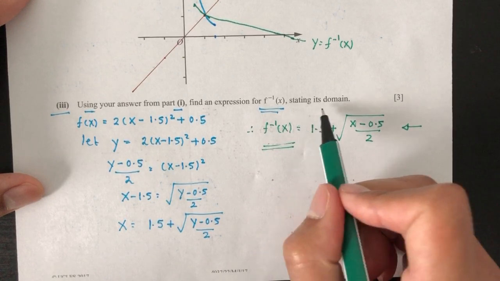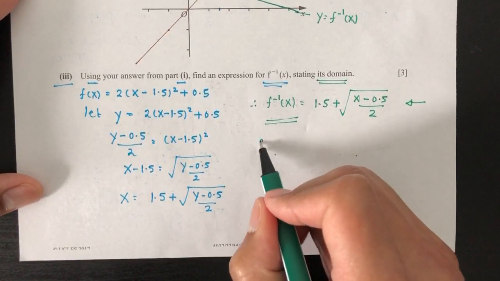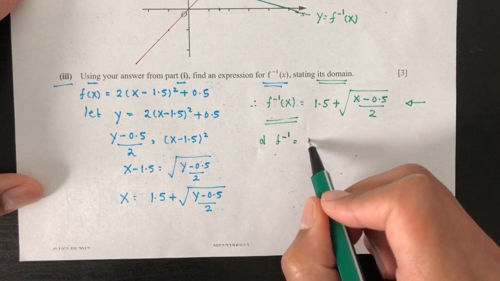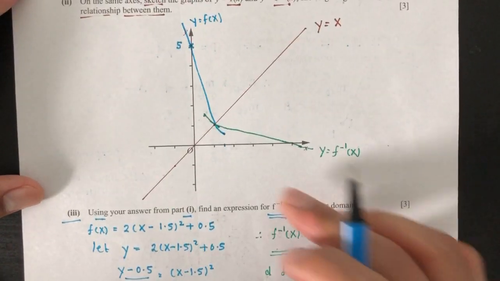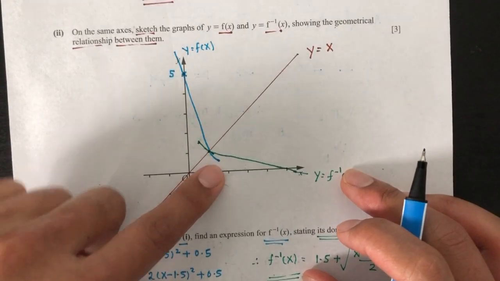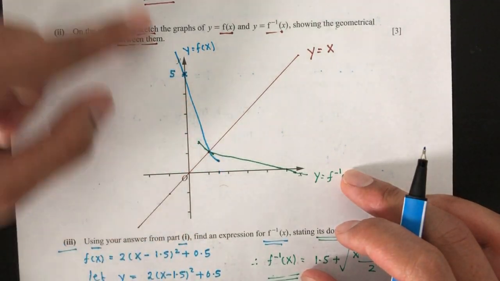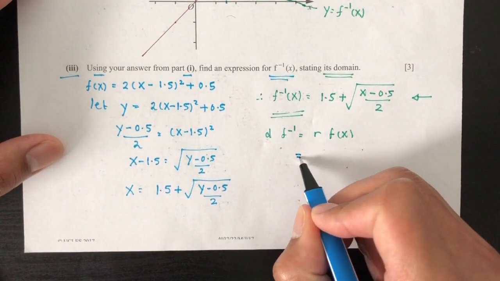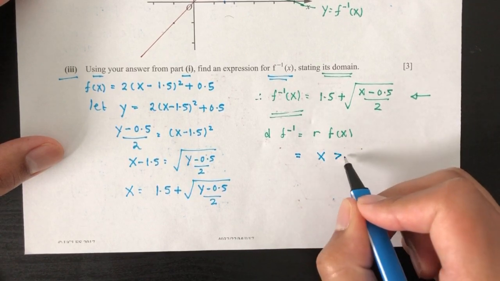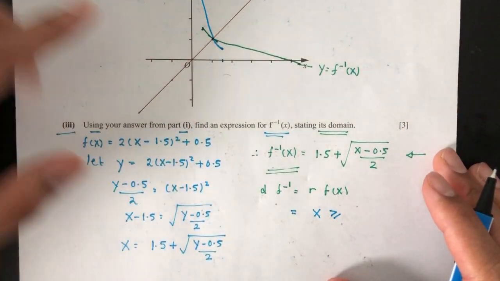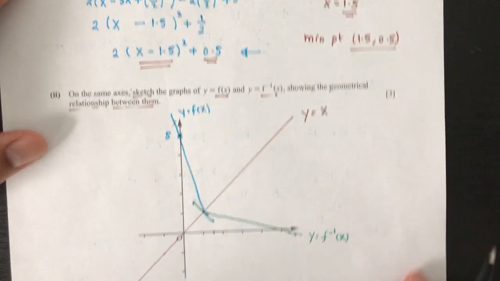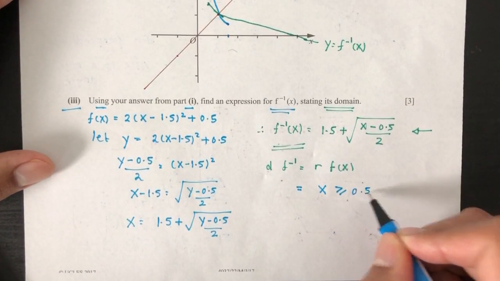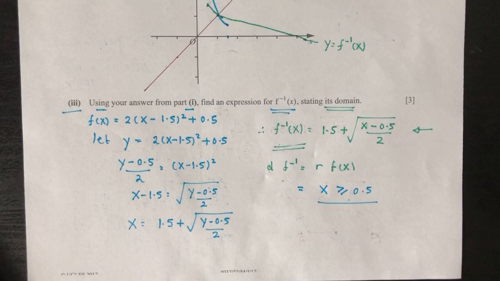Next thing is we have to state the domain. As you must know by now, the domain of f inverse is equal to the range of f. So what is the range of f? As you can see, f keeps going up. So f is from this value, it can go up, up and up. So basically, the domain is x can be more than or equal to this value, which is what value? It is, sorry, it is 0.5. Okay, that will be this part. And let's move on to the next one.